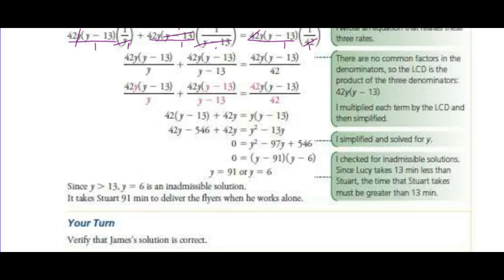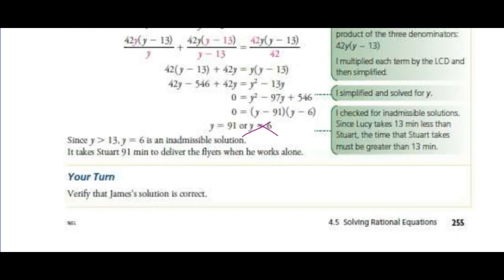Now, we know that since Lucy does it in y minus 13, 6 minus 13 is negative 7. She can't do it in negative 7 minutes. So we can't have 6 as a solution. It's inadmissible. It says that Lucy delivers the flyers 7 minutes before she starts delivering the flyers. Be nice, but not going to happen.